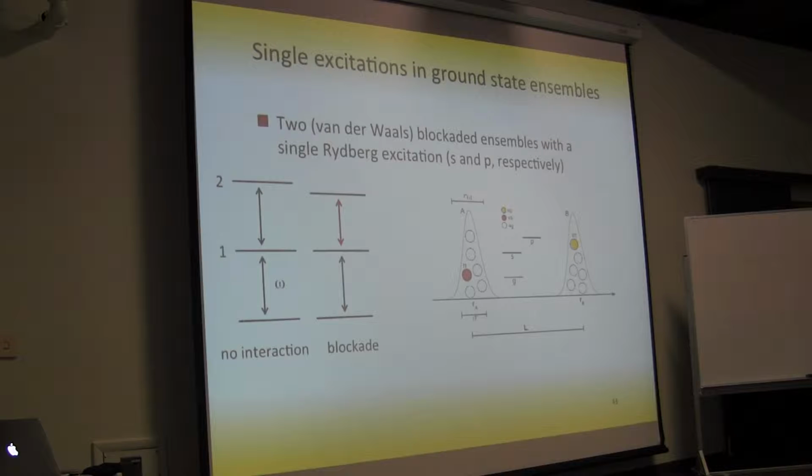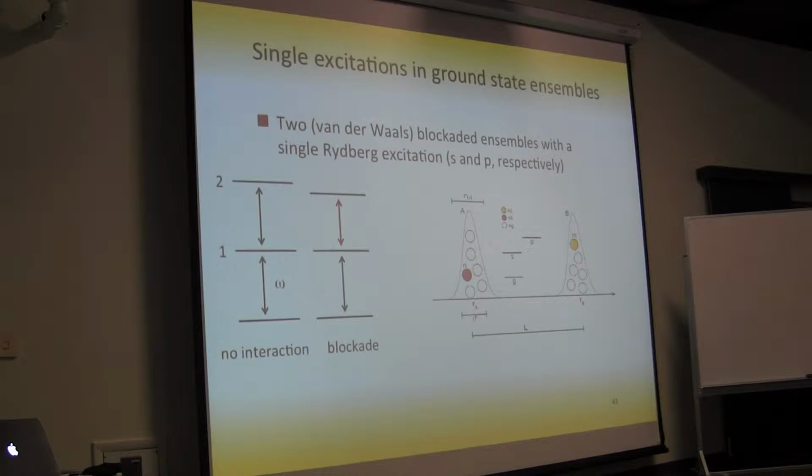So we do now a single excitation in ground state ensembles. So we have two van der Waals blockaded ensembles with a single Rydberg excitation. Remember, single Rydberg excitation for me always implies a single P excitation. And of course we have in the other cloud a single S excitation, but then I call it ground state. But this gets a bit confusing because now we are really interested in the ground states. The ground states are kind of the open circles, and we have now one S Rydberg excitation in one cloud, and one P in the other one.